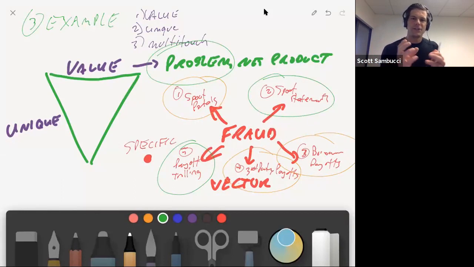And again, it's unique, that word vector. We don't use that very much in our common language. So if I'm on the other side of that call and I'm hearing that from somebody, like, oh, there's 5 vectors to fraud. I didn't know that. What are the other 4? Well, there's spoof portals, there's spoof payments, there's borrower payoffs, and there's third-party payoffs, in addition to the payoff trolling I just mentioned. Now you have framed the entire conversation.